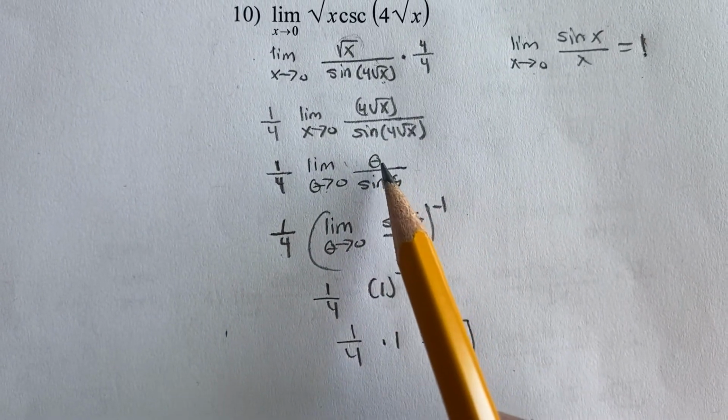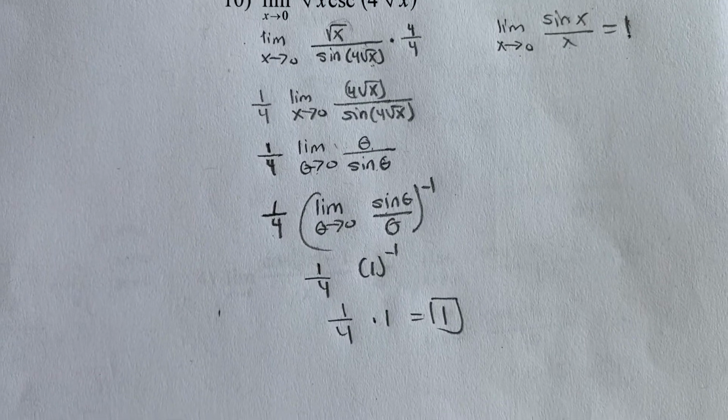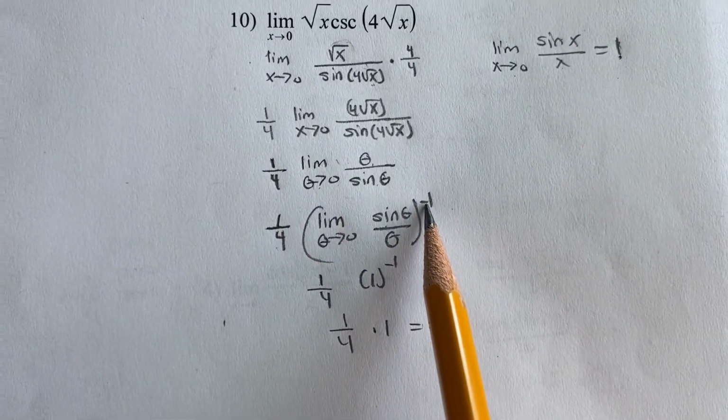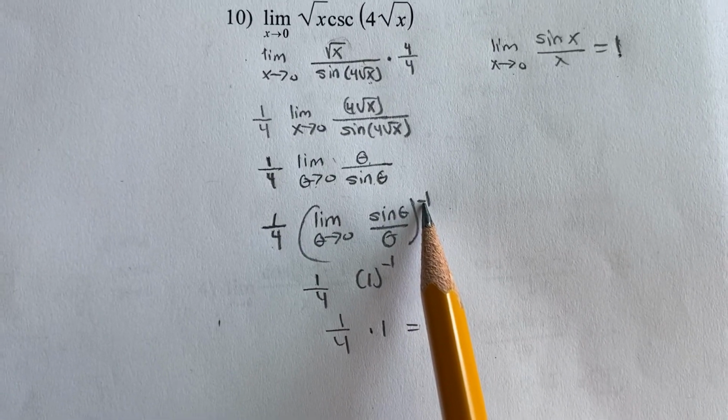The limit of theta over sine theta also goes to 1 as theta approaches 0, because you could just use the reciprocal, or it's actually called the power rule in your textbook. Okay, all right, last problem.